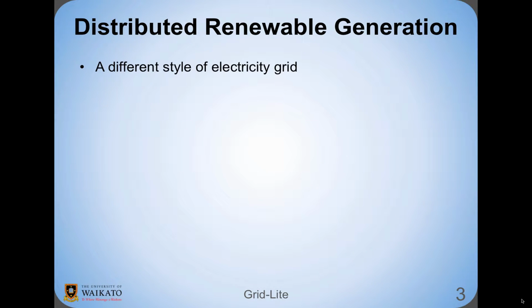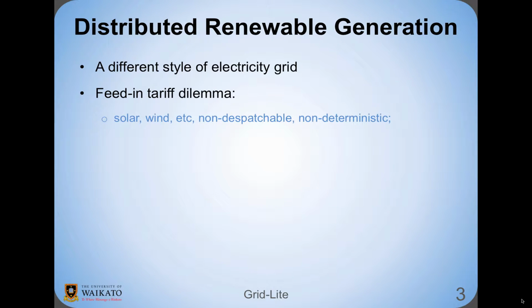This leads to the challenge of incorporating distributed renewable generation effectively in the electricity grid. Basically, it requires a different style of grid. The challenge is typified by what I refer to as the feed-in tariff dilemma. Small distributed producers expect to be able to export their surplus electricity, all that they can't consume locally, to the grid and be paid for it.